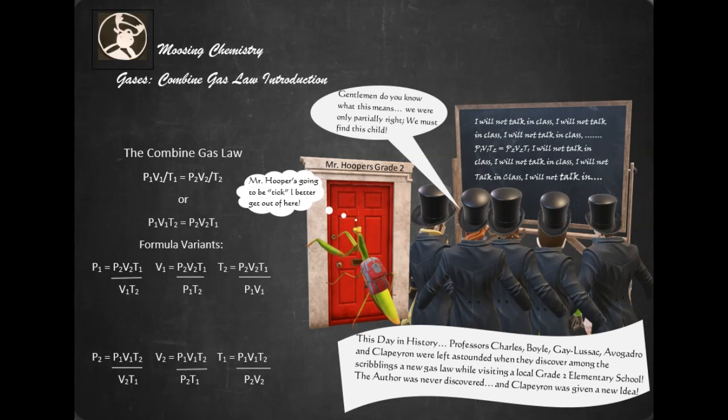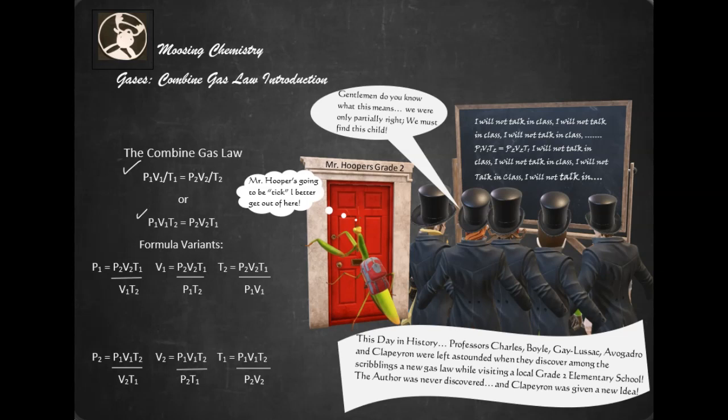Well, someone came up with the idea, why don't we just combine all three laws to make P1V1 over T1 equals P2V2 over T2. Well, that's fractional, and the brain likes to read from left to right, so it's better to read it as P1V1T2 equals P2V2T1.